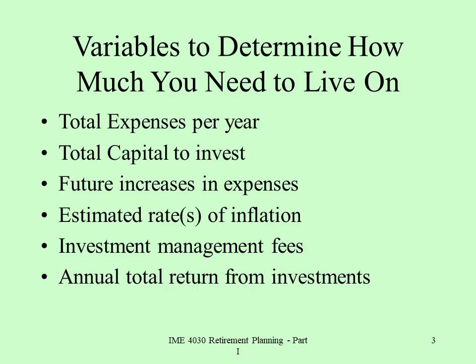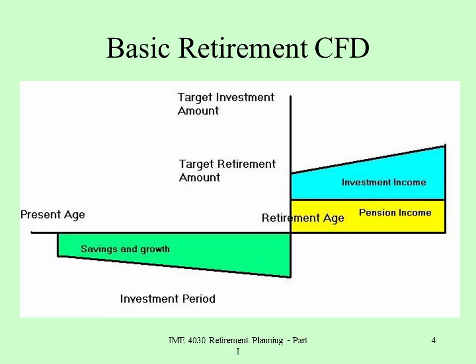Now, we've tried to characterize that on a cash flow diagram. Please go to slide number 4. This is our basic cash flow diagram. It shows your present age at the left, and then retirement age in the middle, and then it goes on from there. And the idea here is we're going to try and estimate how much we need to retire on, and then work backwards. So let's go to slide number 5.